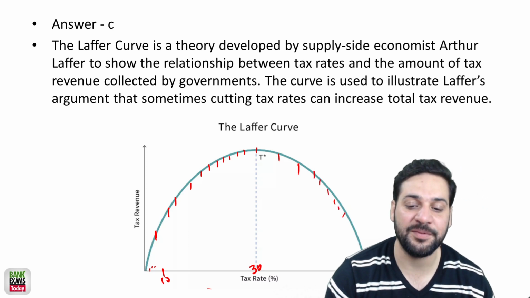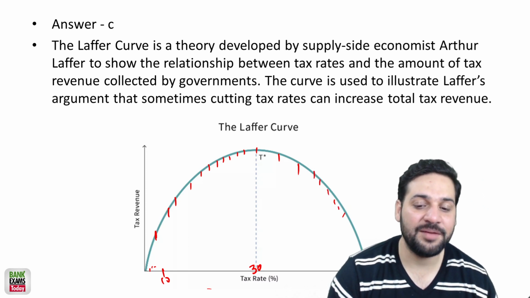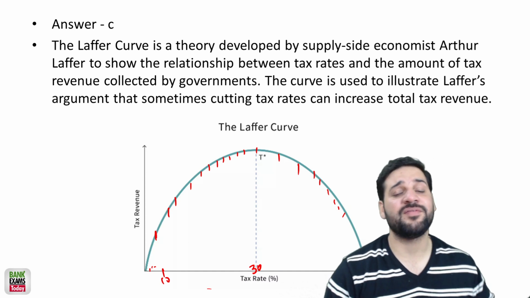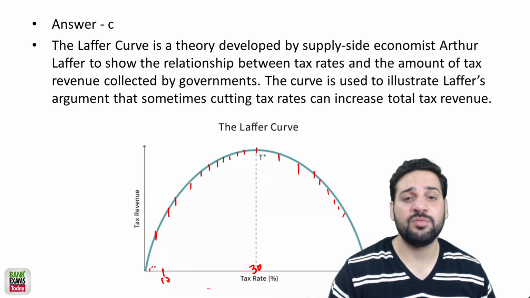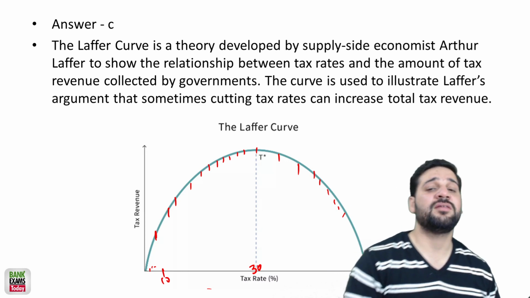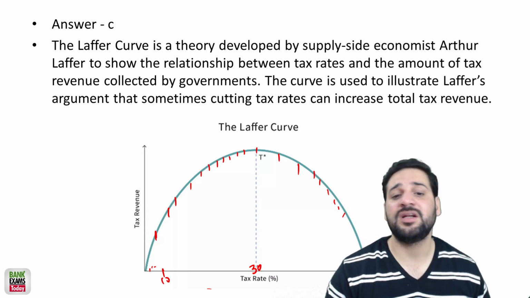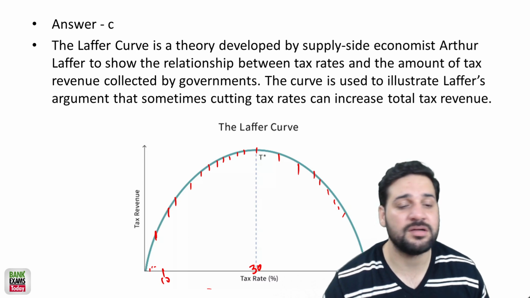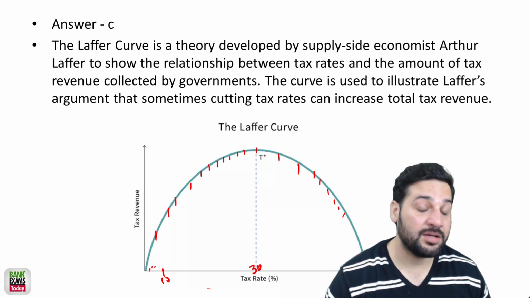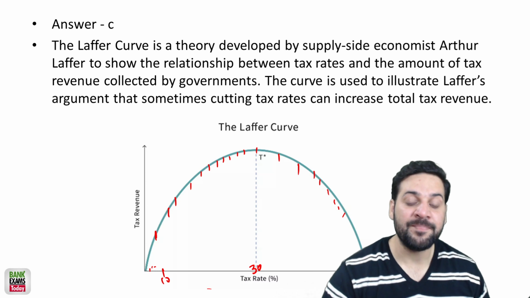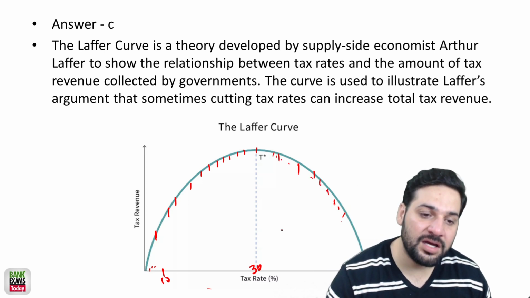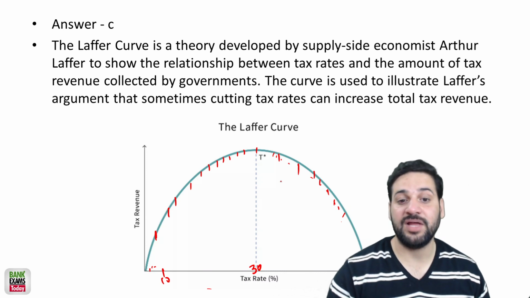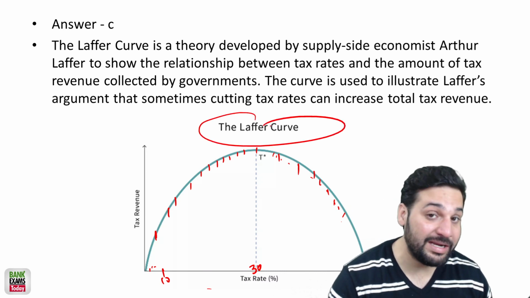Suppose the government is charging 100% tax. Obviously nobody is going to work, because everything is taken by the government. Nobody is interested in working, right? So obviously tax collection would be zero. So as the government's tax rate increases beyond a point, the revenue decreases. That is the Laffer curve.